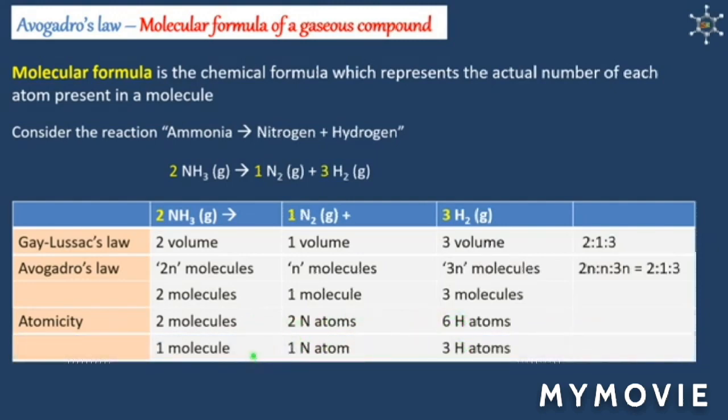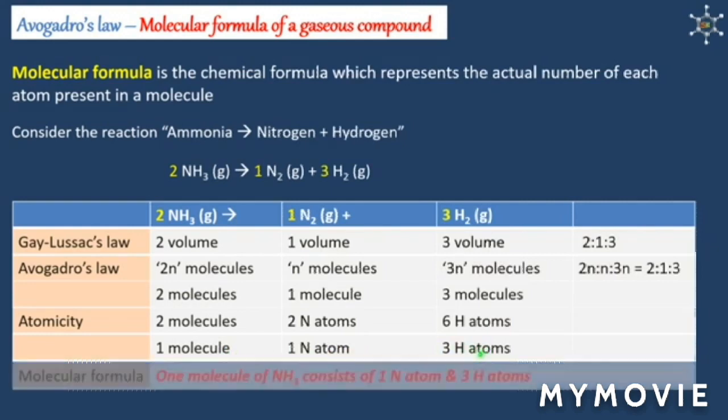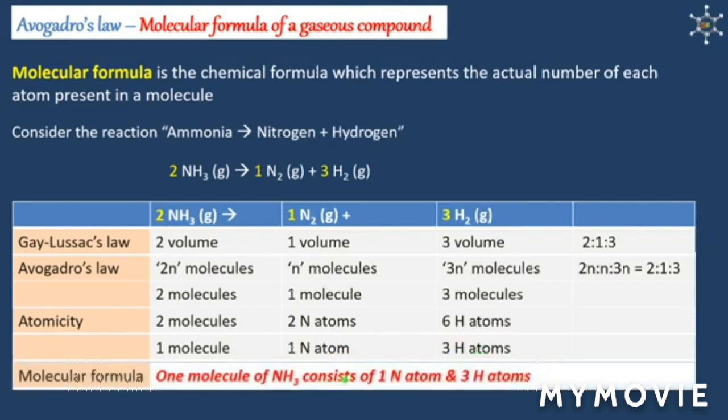1 molecule of ammonia splits to give 1 nitrogen atom and 3 hydrogen atoms. This indirectly conveys the message that 1 molecule of ammonia consists of one nitrogen atom and three hydrogen atoms. This proves the molecular formula of ammonia.